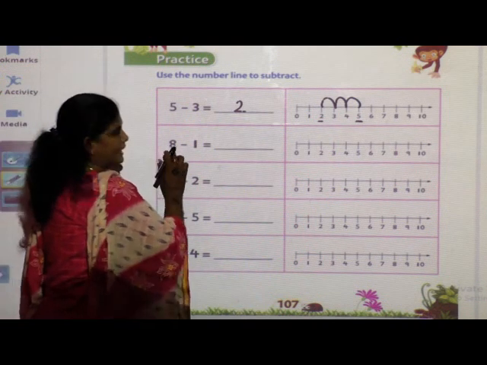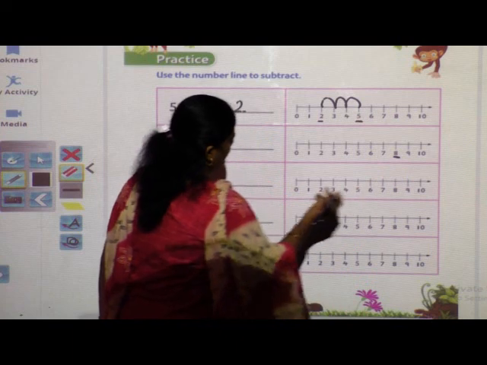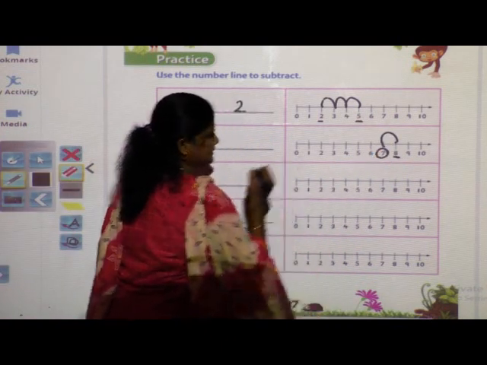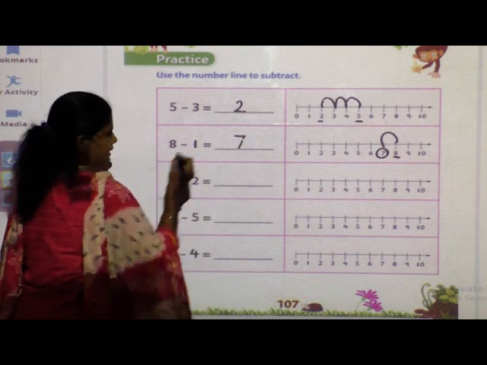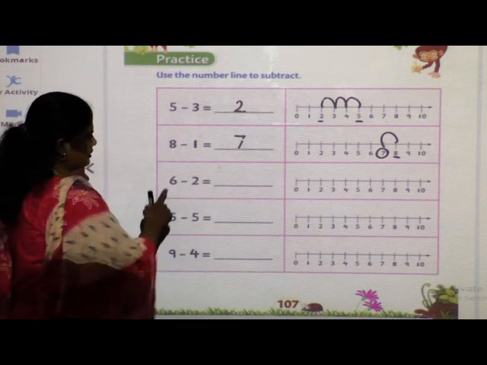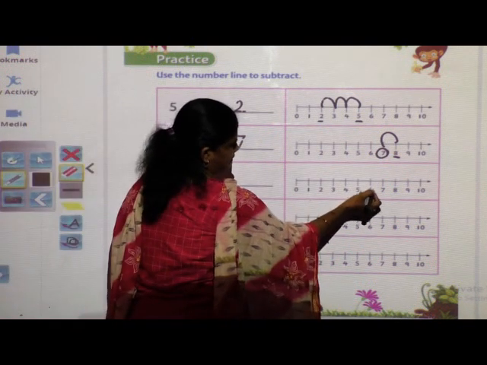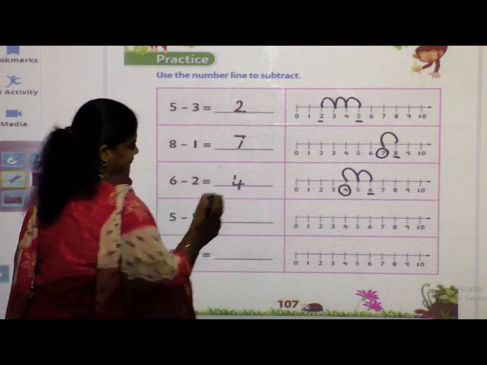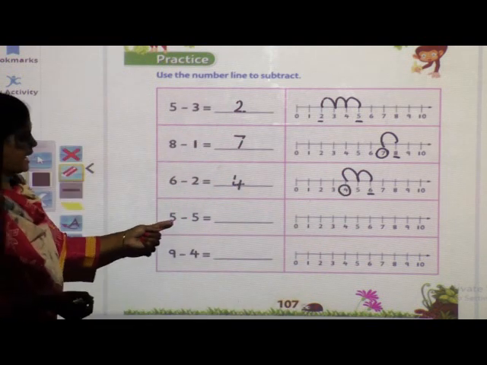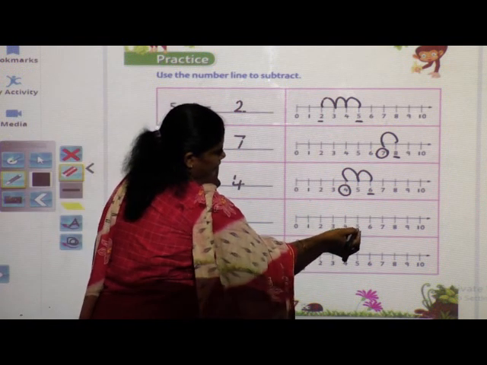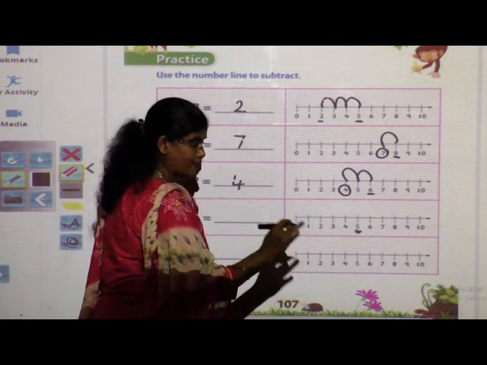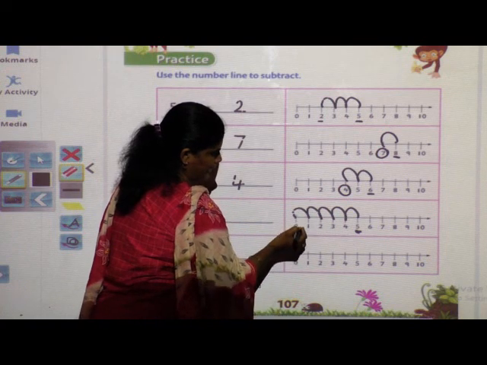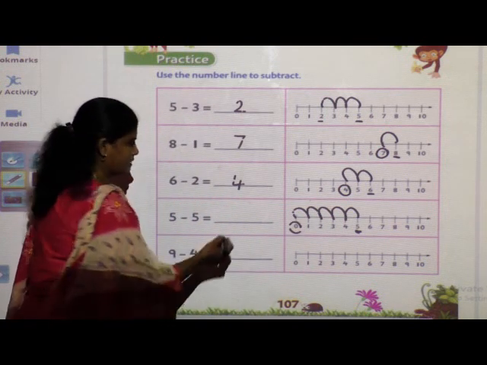Now see here, next 8. From 8 minus 1. What will be the answer? 7. Right, 7. Now 6 minus 2. 1, 2. We got the answer 4. Here 5 minus 5. See now, here 5 is there. From that we have to minus 5. What will happen? 1, 2, 3, 4, 5. What is the answer? 0.